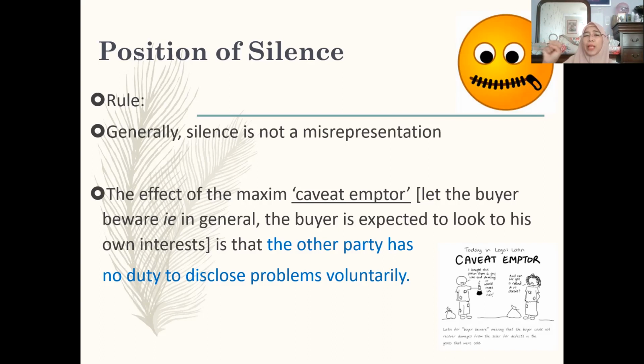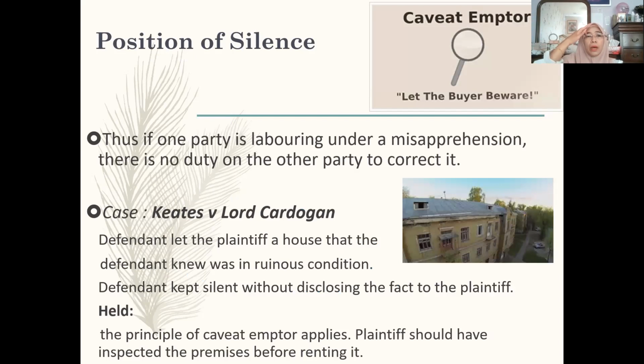That will be different if the other party makes certain inquiries. But if nothing is said and the buyer just proceeds to buy and later regrets buying, why he didn't ask, for example, then that one is too bad. We can apply this maxim caveat emptor to protect the seller, because the law imposes the duty on the buyer to check. Let the buyer beware. But this is the general rule. What's the effect of caveat emptor here? If one party, usually the buyer or even the tenant, is laboring under a misapprehension, there is no duty on the other party to correct it.